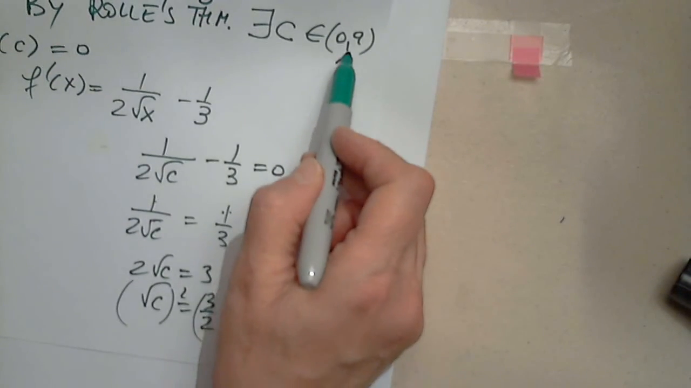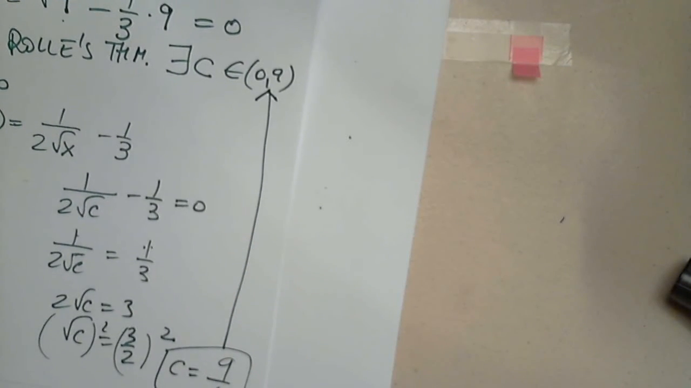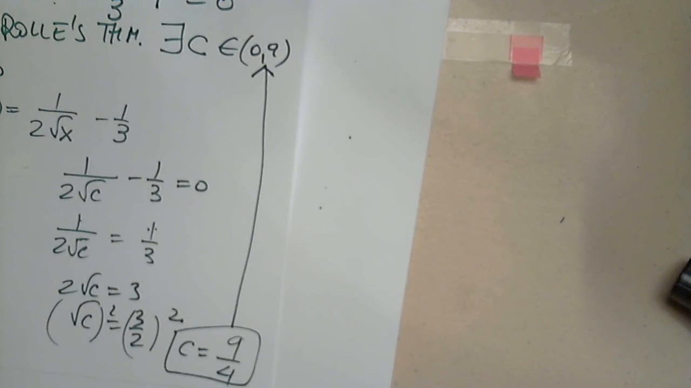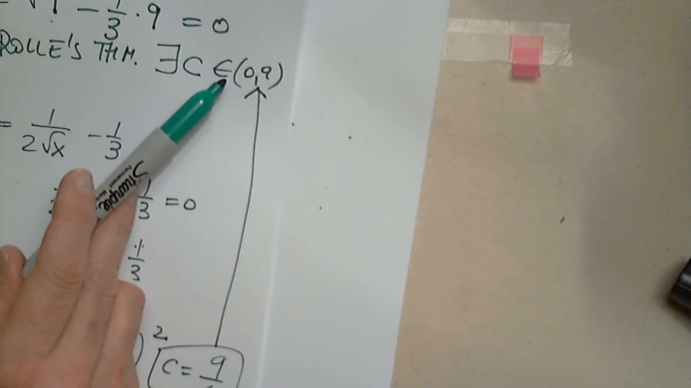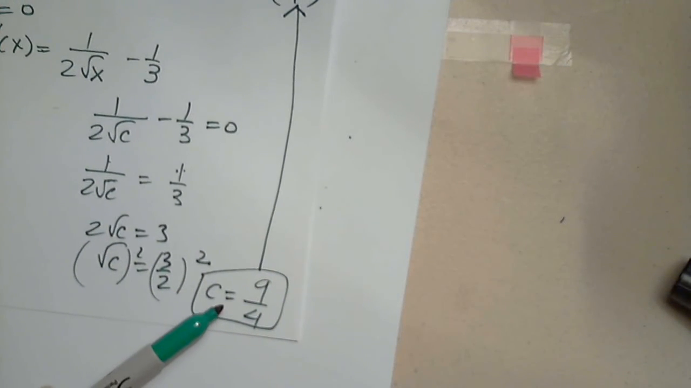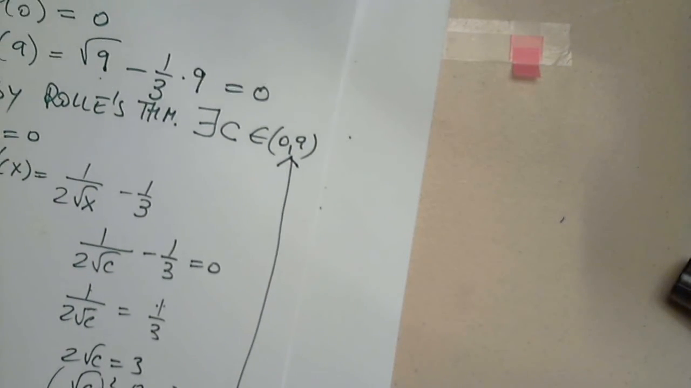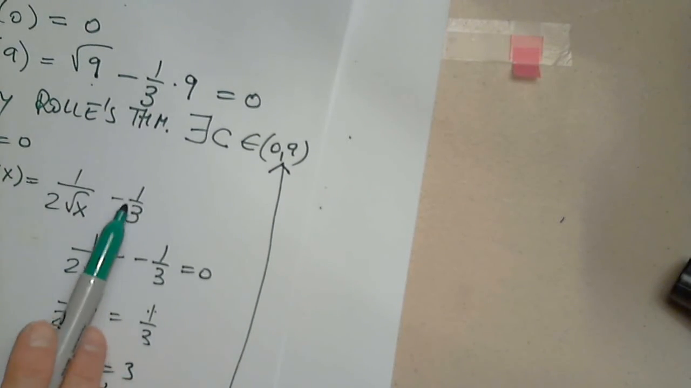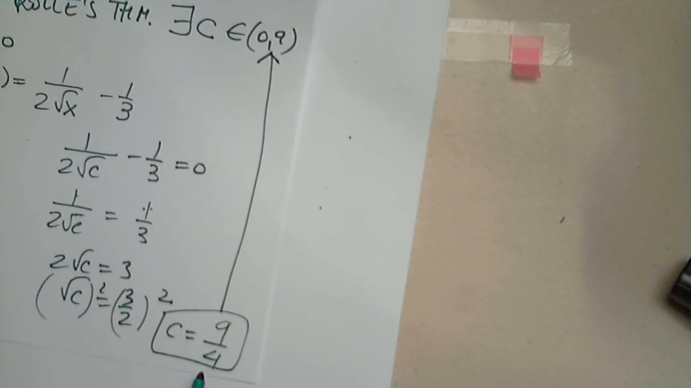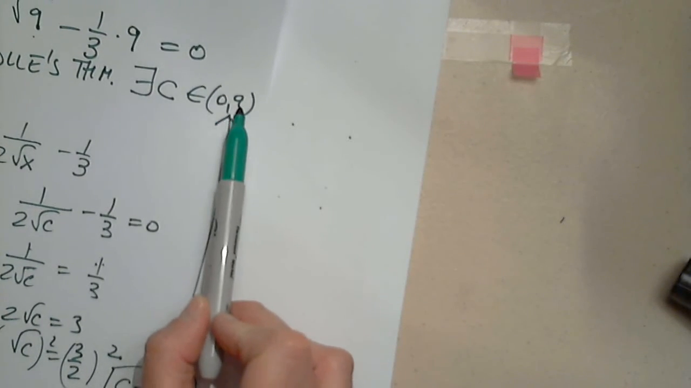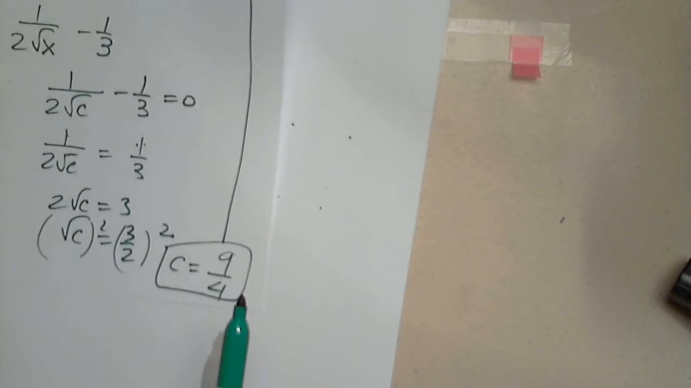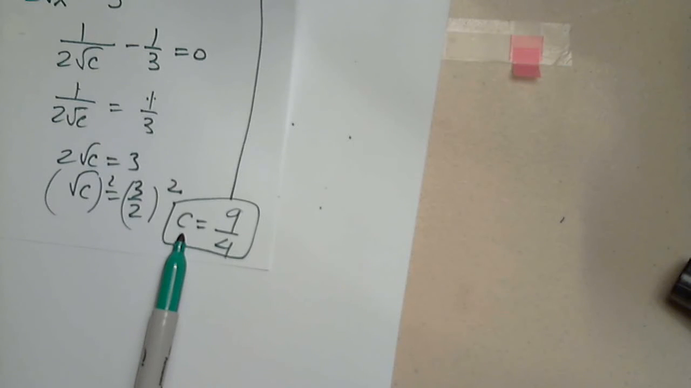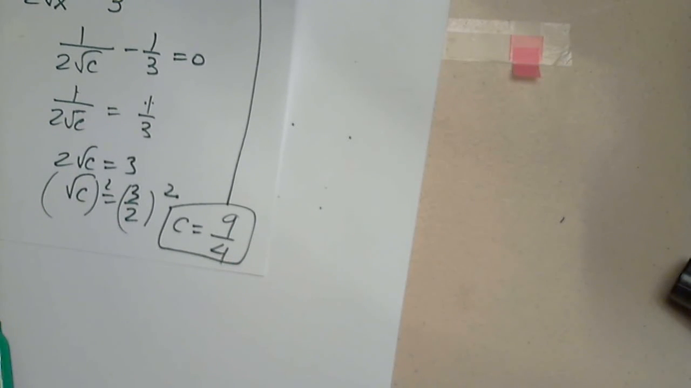This is guaranteed to be in the interval 0, 9. It says 2.125, so obviously it's between 0 and 9. So what does this mean? It means that the function that we started with, the square root of x minus 1/3 x, must have a turning point on the interval 0, 9, must have a max or a min on the interval 0, 9, guaranteed by Rolle's theorem, at c, or x if you want, 9/4.